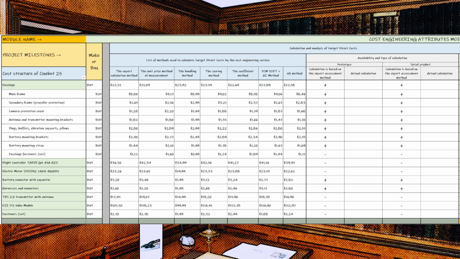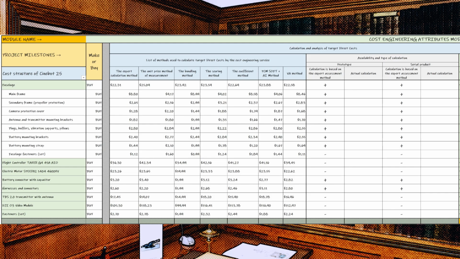In this example, the ideal case is considered, so all the columns of the block are filled in, but in practice this situation is quite rare, not only because of the above-mentioned lack of initial data at a milestone, but also because the specialists of the cost engineering departments may not have the competence to use some of the methods, or, for example, due to tight deadlines for conducting analysis and setting targets.